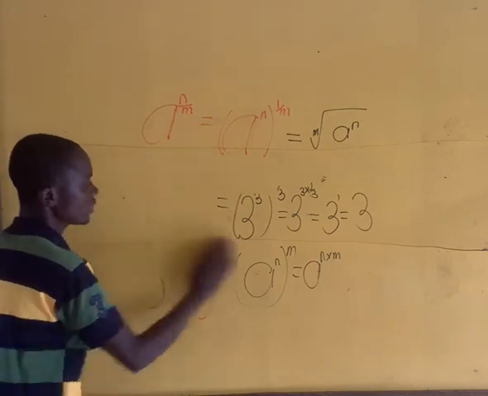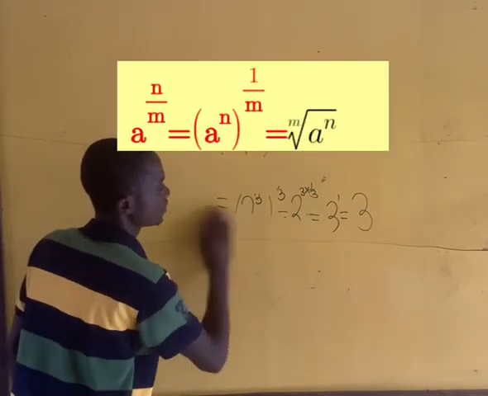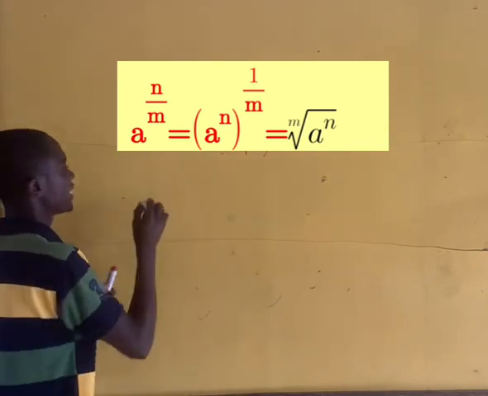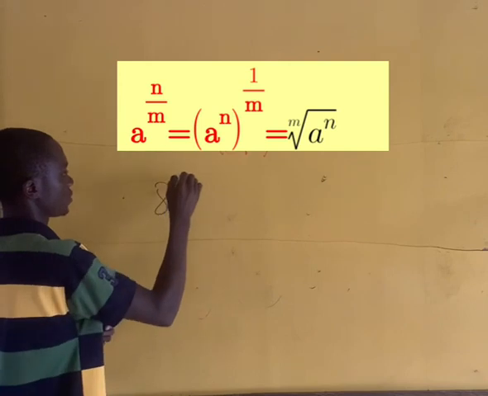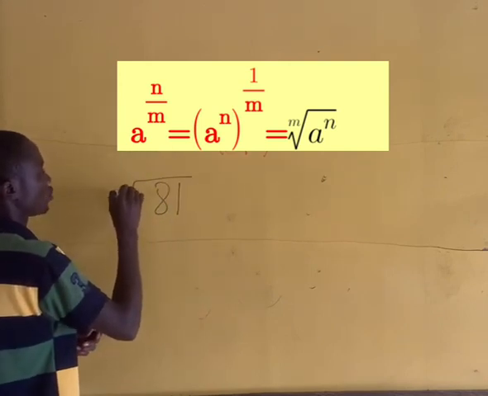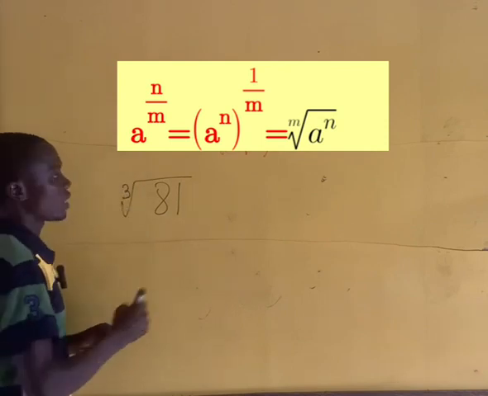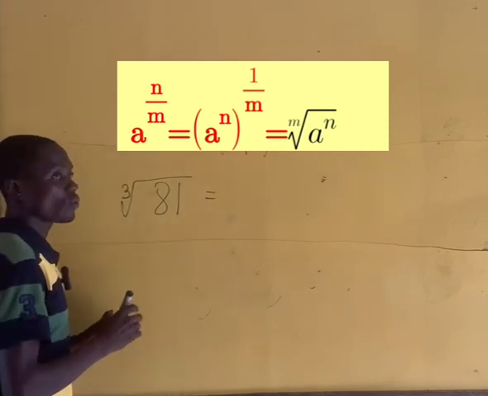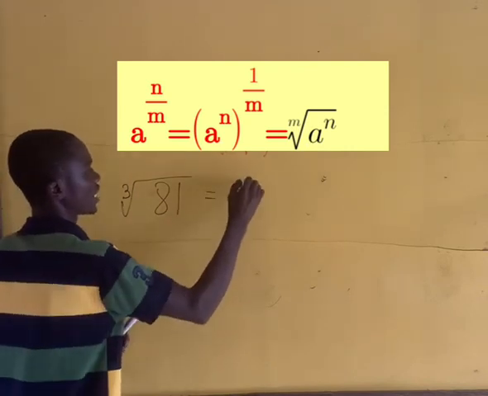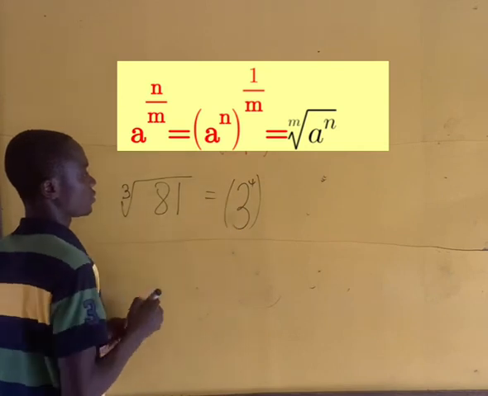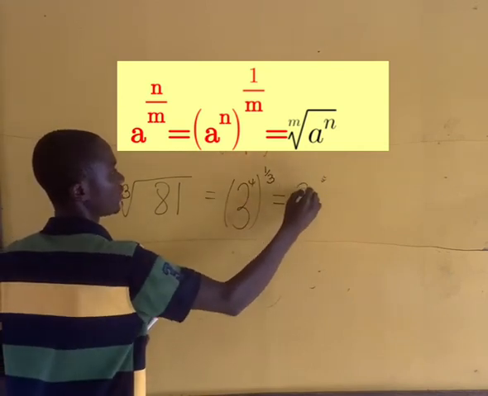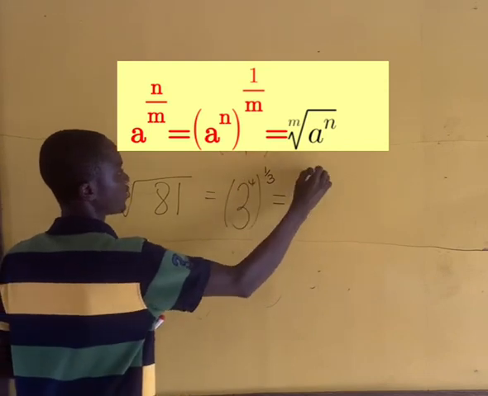So, if I have, say, the third root of 81. Wow. Here, 81 is simply 3 exponent 4. So this is 3 exponent 4 power 1 out of 3. So this will give us 3 exponent 4 times 1 out of 3, which is 4 out of 3.